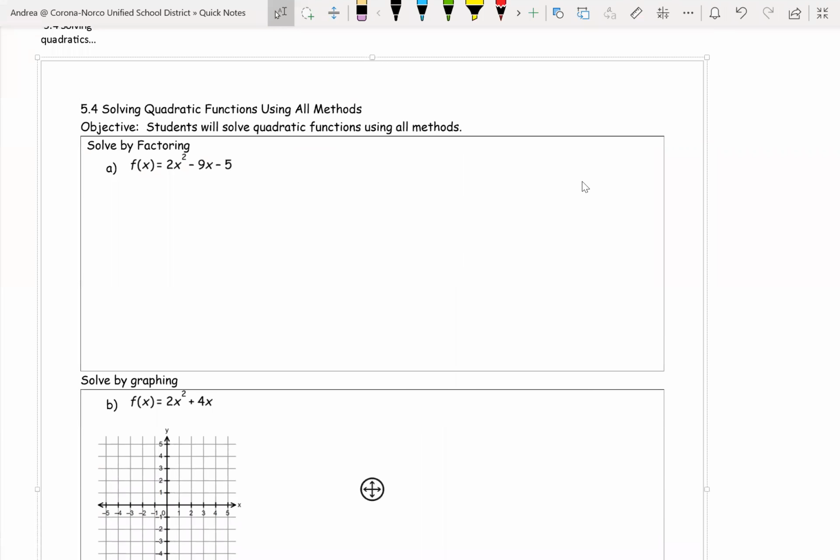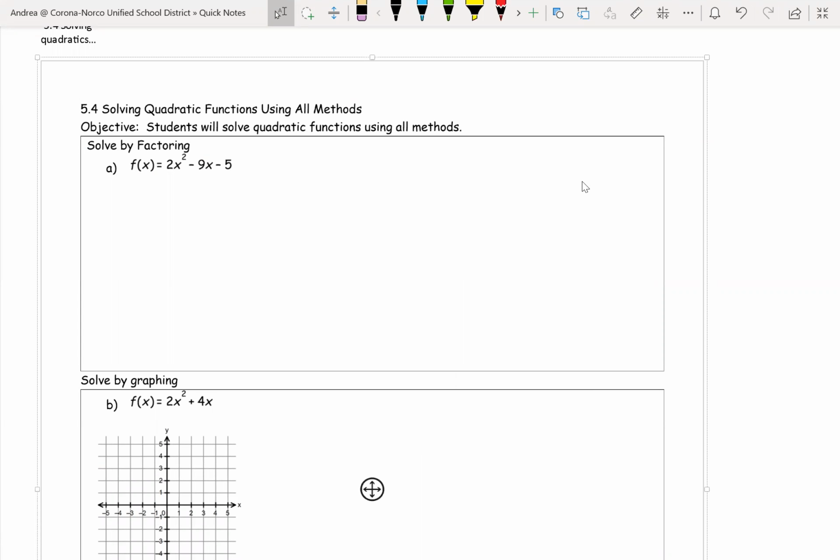Okay, so we've learned how to solve a quadratic in many different ways. We've learned how to graph it and solve. We've learned how to factor it and solve. We have learned how to complete the square and solve. And we have learned how to use the quadratic formula.